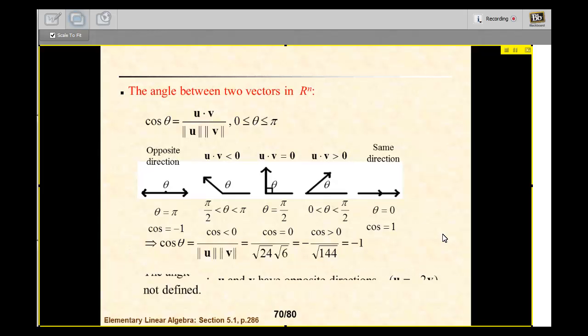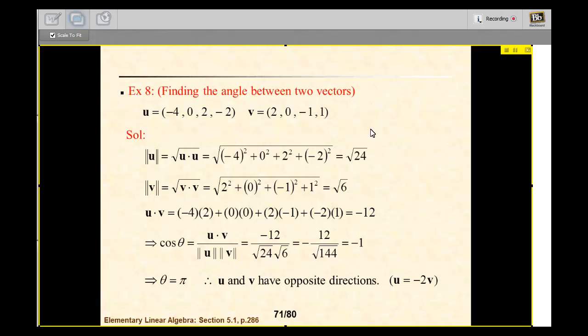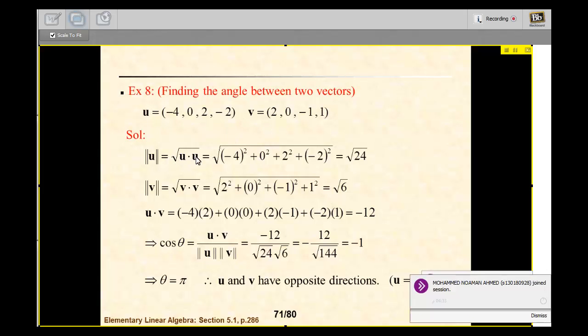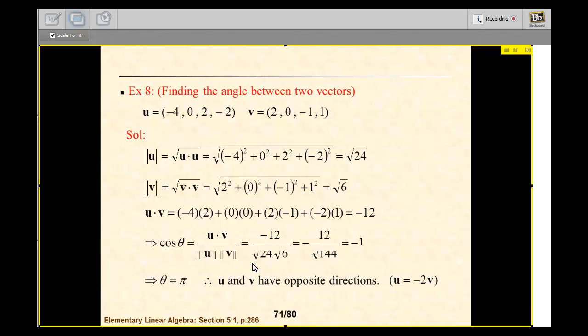Now, next thing, finding the angle between two vectors. The vectors u and v are given. It says to find the angle between these two vectors. So norm u will be this. We know that the angle between two vectors is given by u dot v equal to norm u norm v upon this. So we can write theta is equal to this.